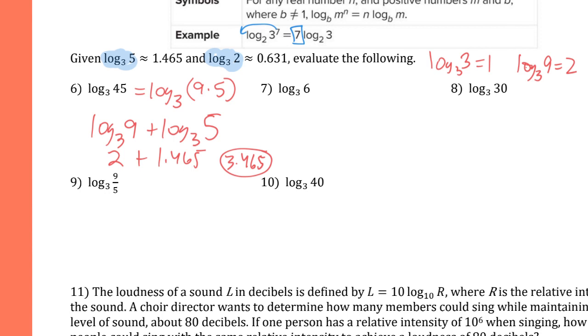Okay, so it's a little bit of a trick question. Let's think about the next one: log base 3 of 6. Well, it's not 2, because 3 squared is not 6, so we can't do that. But what can we do?